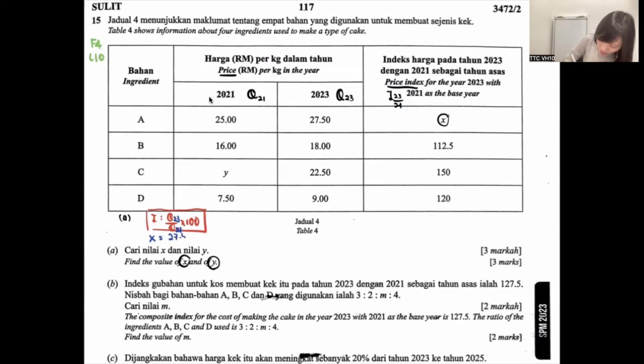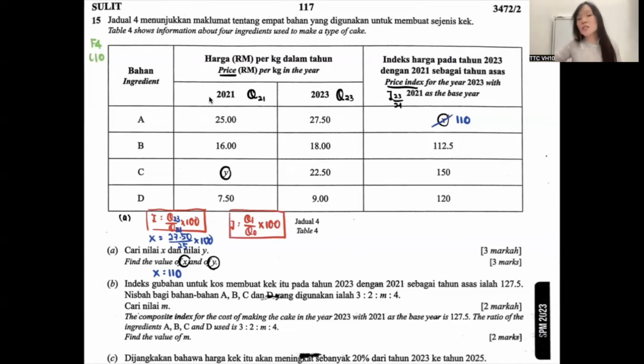Isn't it 27 ringgit 50 cents over 25 ringgit times 100? So 27.5 divided by 25 times 100. I get the X answer, 110. Got the answer, update the diagram. 110 means an increase of 10%. Other than that, they asked me to find Y. Y is a Q. So remember, the only formula that includes Q is the first formula.